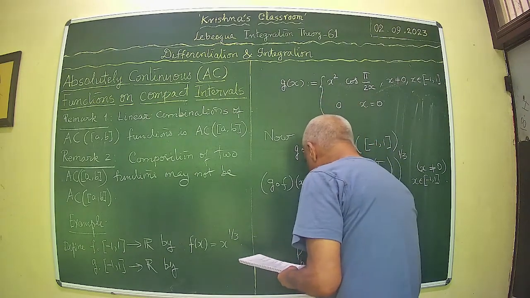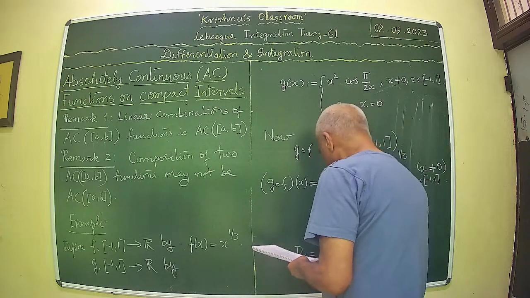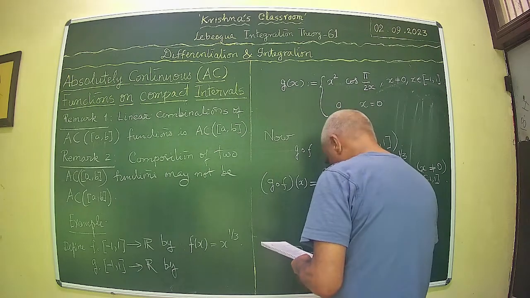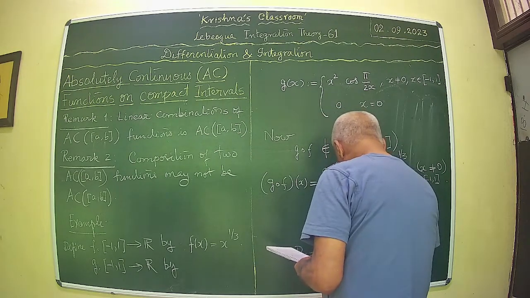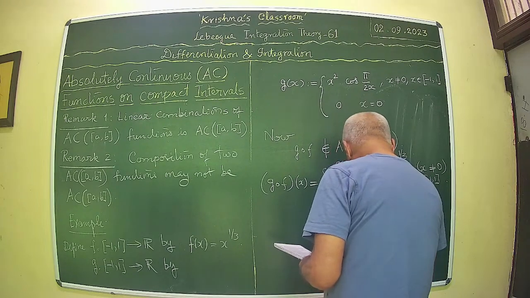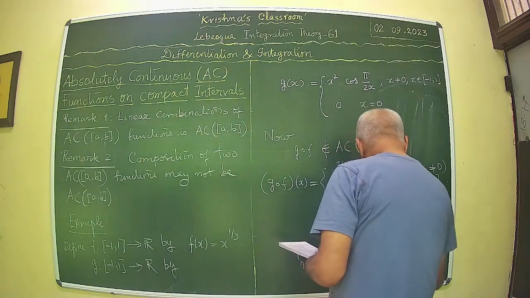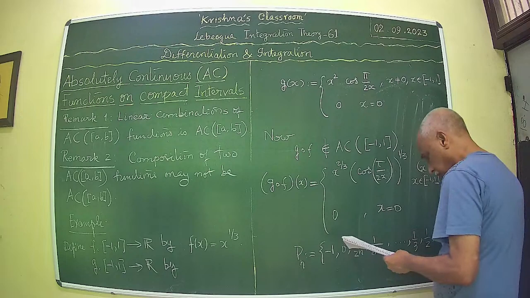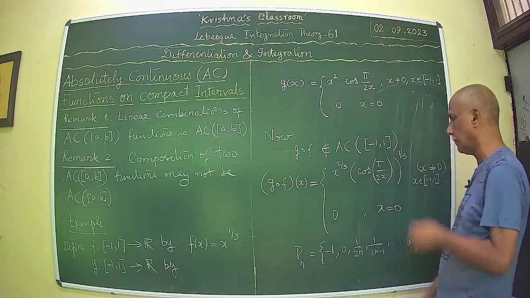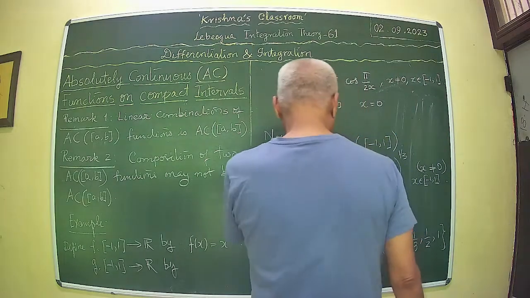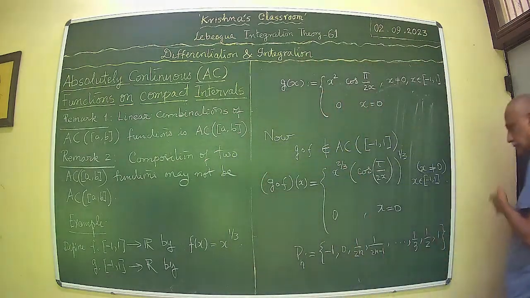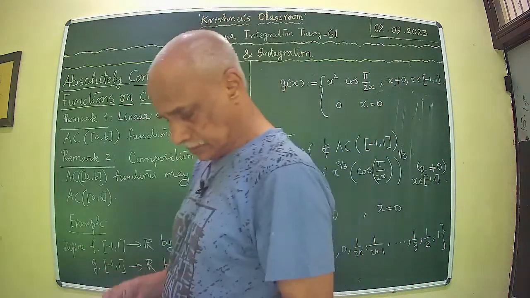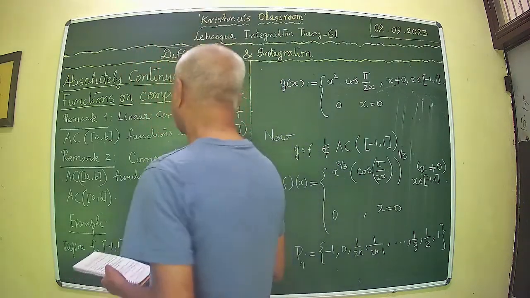Now you can work out with the partition and check this. Choose Pn, a partition of -1 to +1 as -1, 0, 1 by 2n, 1 by 2n minus 1, ..., 1 by 3, 1 by 2, 1. Choose this partition and then analyze this function. You can show that this is not an absolutely continuous function. It's another example of a function which is not absolutely continuous on the interval -1 to +1. Okay.